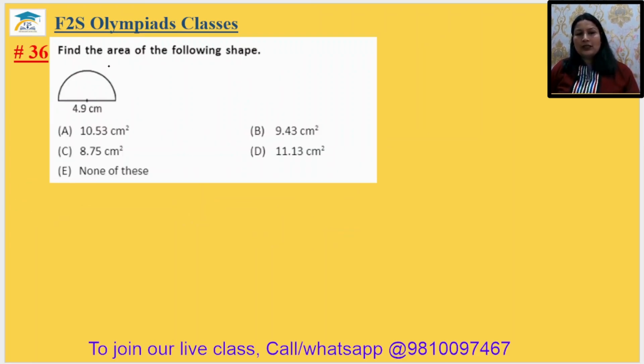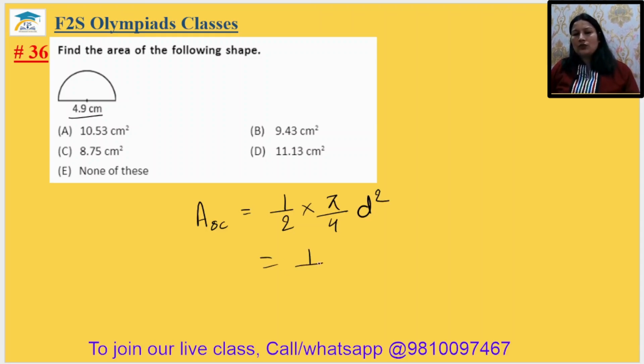Question number 36. Find the area of the following shape. Okay. So this is actually radius is given and it is the semicircle. So semicircle, when you divide the area by 2, you will get the area of half of the circle. So area of the semicircle will be equal to half into pi by 4 d square. So this is 1 by 2 into 1 by 4 into 22 by 7. D is 4.9 multiplied by 4.9.